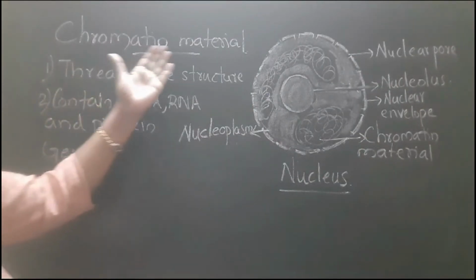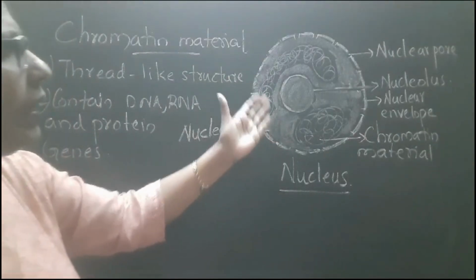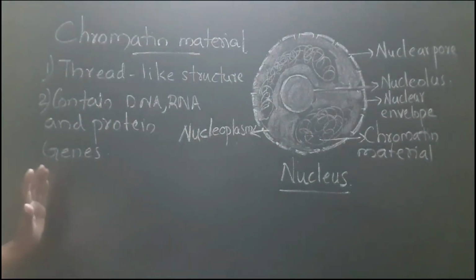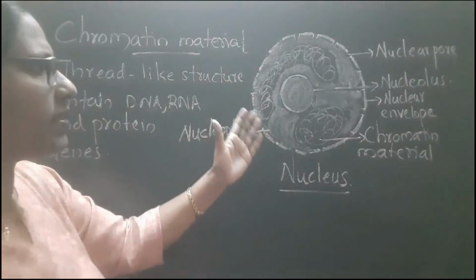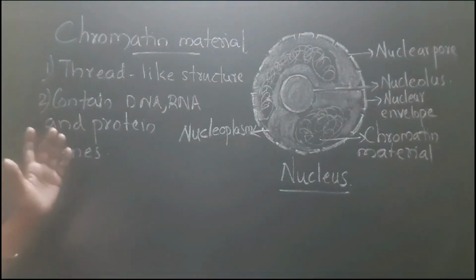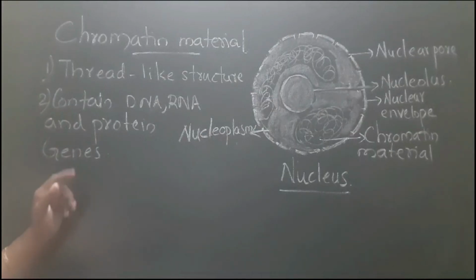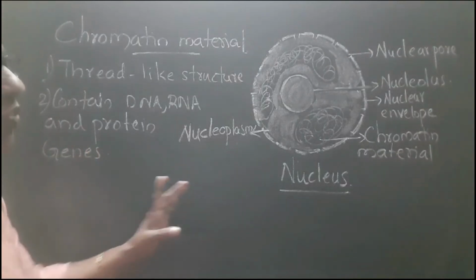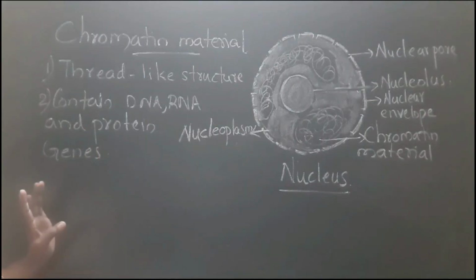Once again, chromatin material looks like a thread-like structure. It is there in the nucleus and is called chromatin material. It contains DNA, RNA and protein. DNA is deoxyribonucleic acid. RNA is ribonucleic acid and then protein. And it contains genes which are responsible for the transmission of characters from parents to offspring.